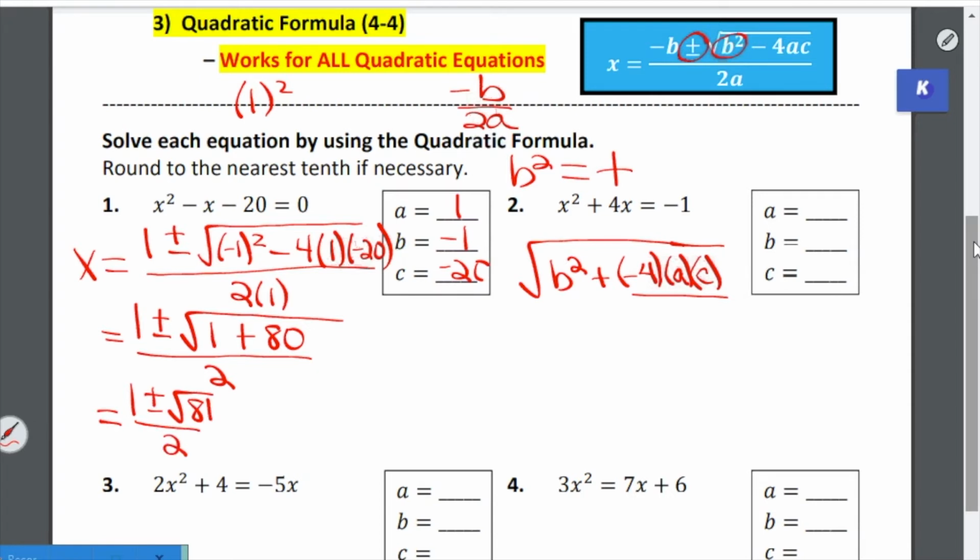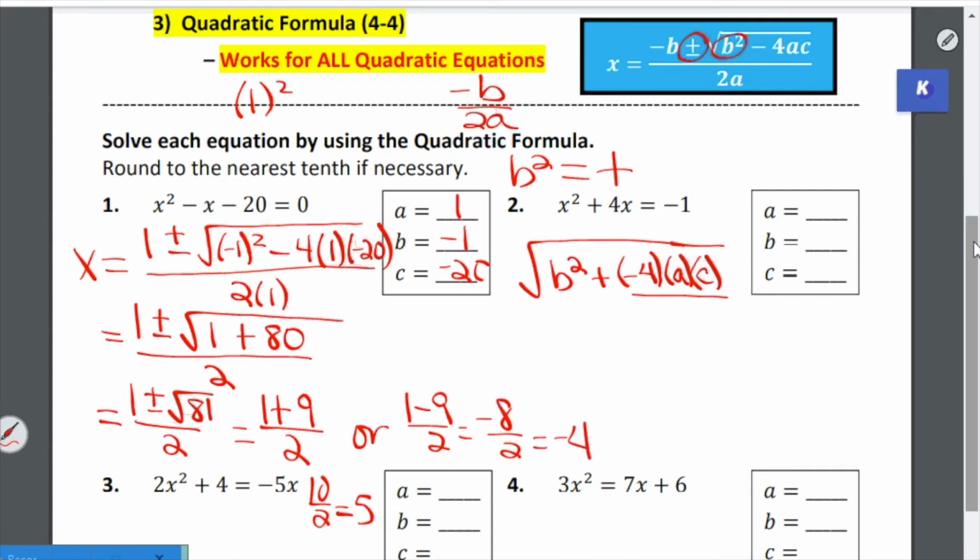Well, 81 is a nice perfect square, so we're going to end up with 1 plus 9. I wrote that really backwards. 1 plus 9, because the square root of 81 is 9, or 1 minus 9. Okay, so 1 plus 9 is 10, and 10 over 2 is 5, and 1 minus 9 is negative 8, and negative 8 divided by 2 is negative 4.